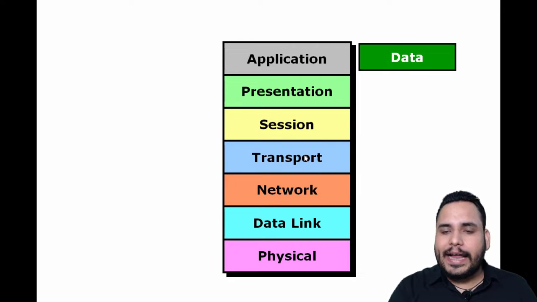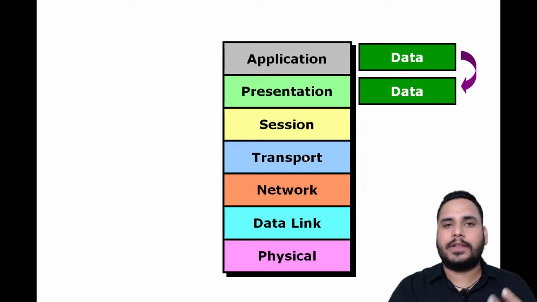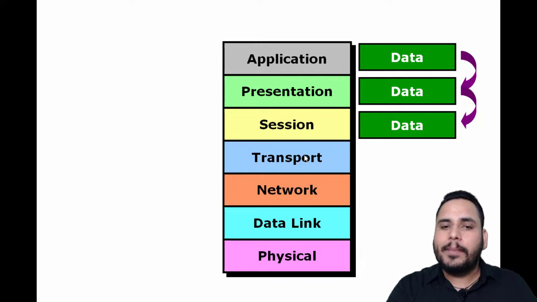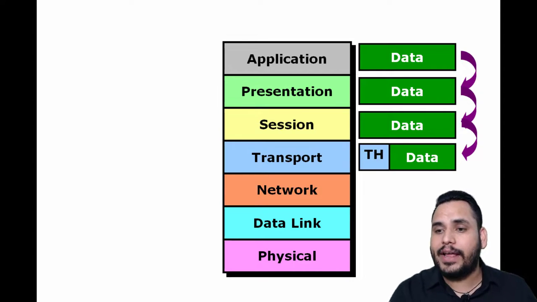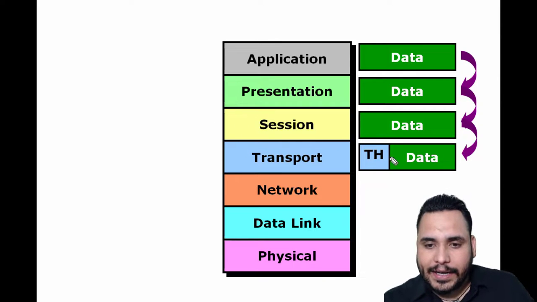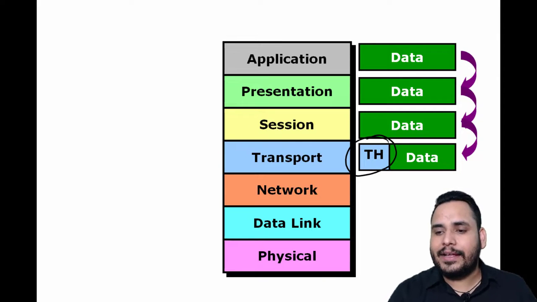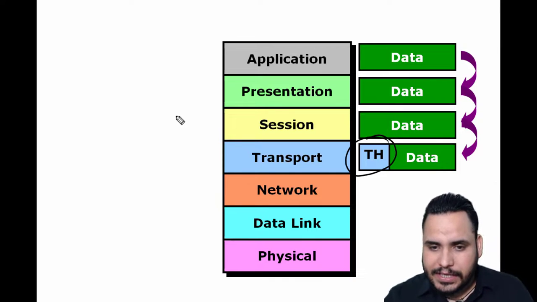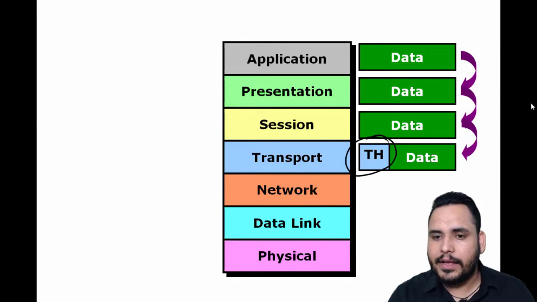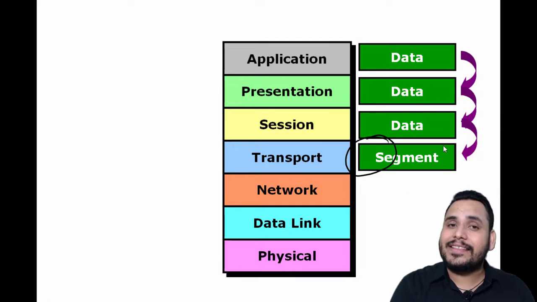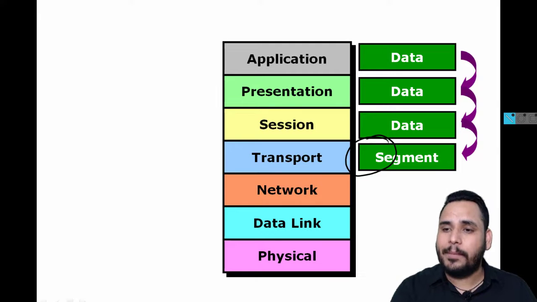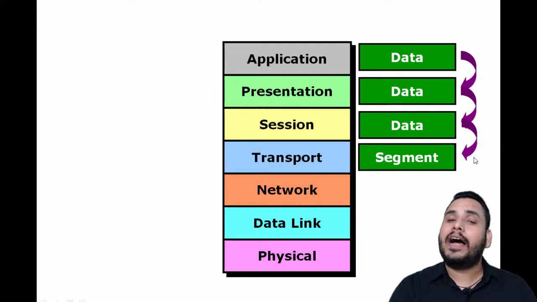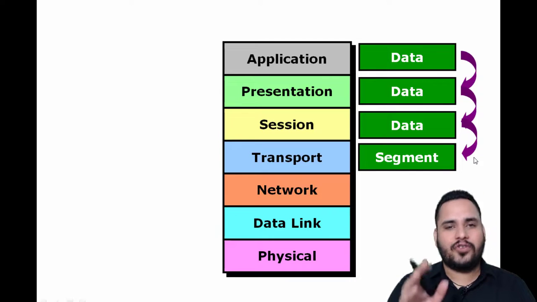Now, data comes from application to presentation with the port number. Again, data comes from presentation to session layer. But when it comes from session to transport, the transport layer adds one header with the data. After adding this header, this data becomes a segment. So we can say the PDU of the transport layer is the segment. PDU means protocol data unit. So this is all about the transport layer.